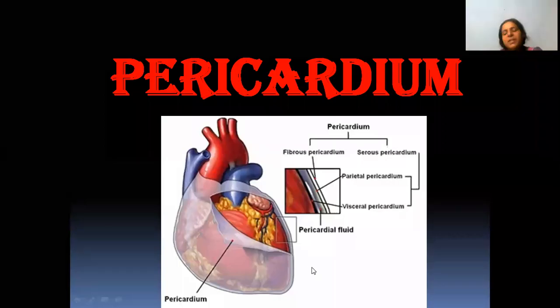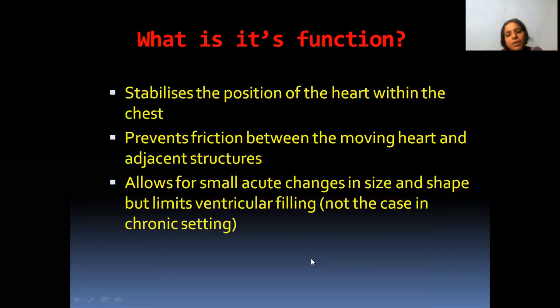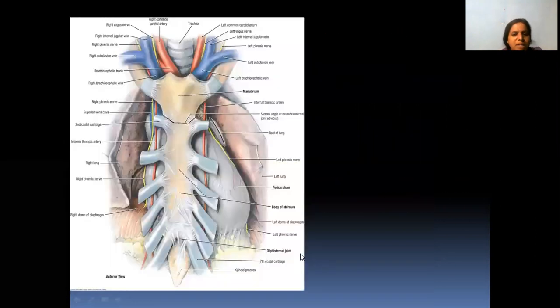To understand everything, whatever is asked, you will definitely write better. You should think, first of all, your concepts should be strong. Then automatically you will write everything. Okay. So, what is pericardium?